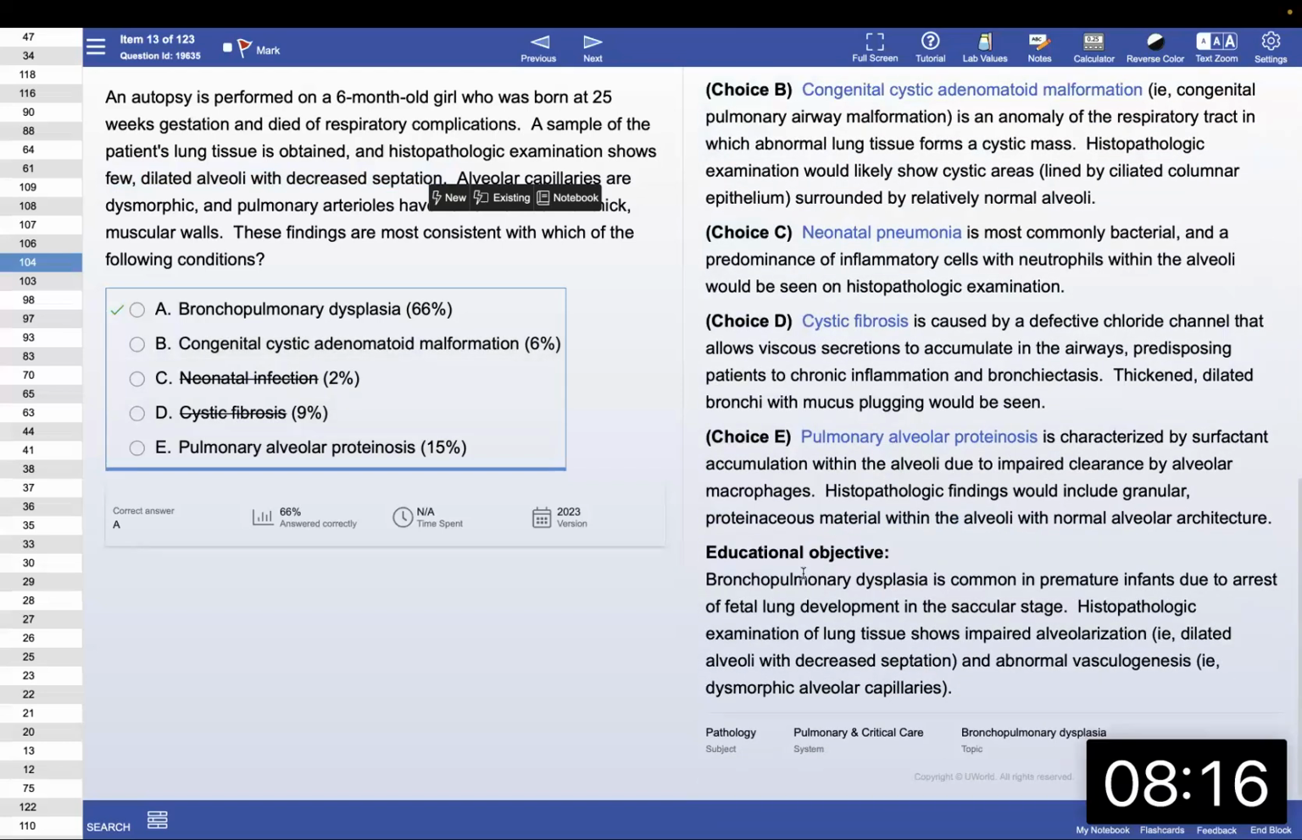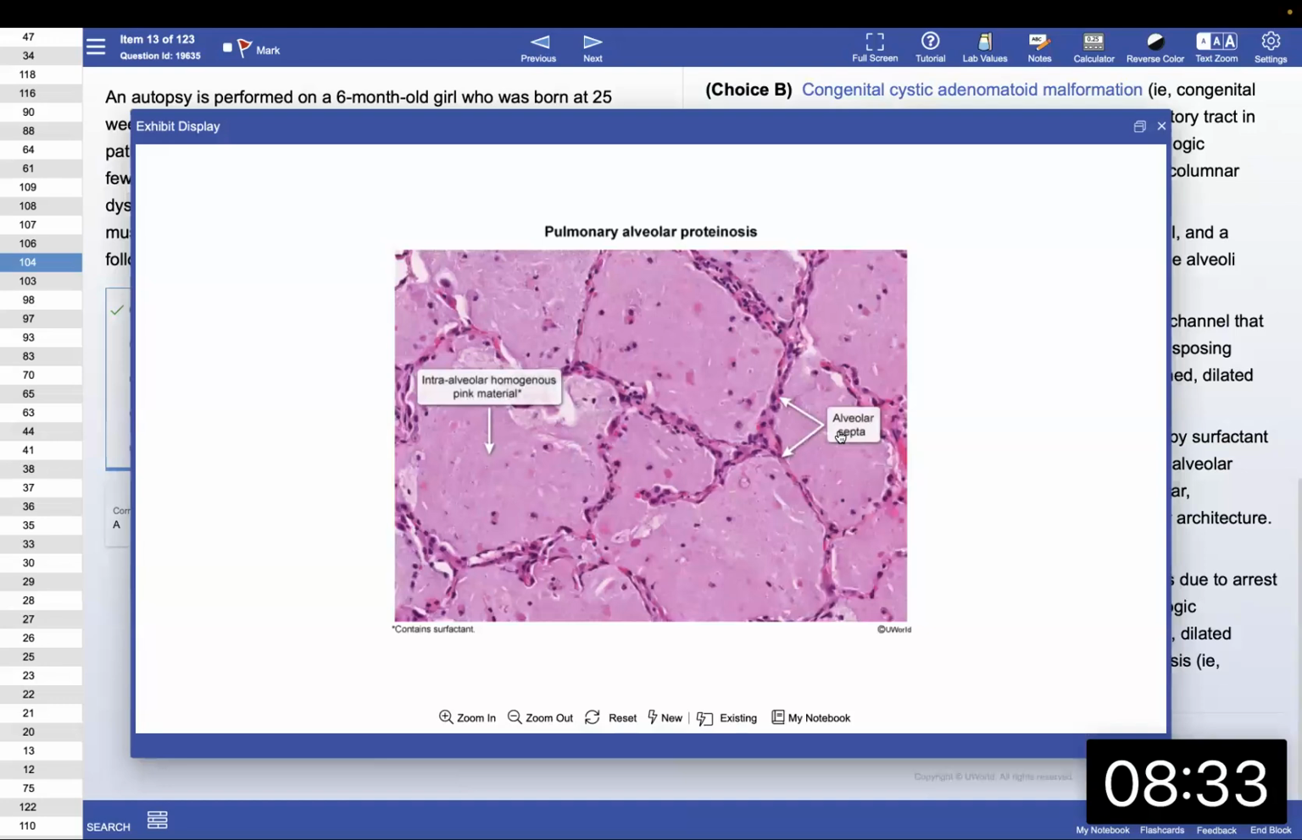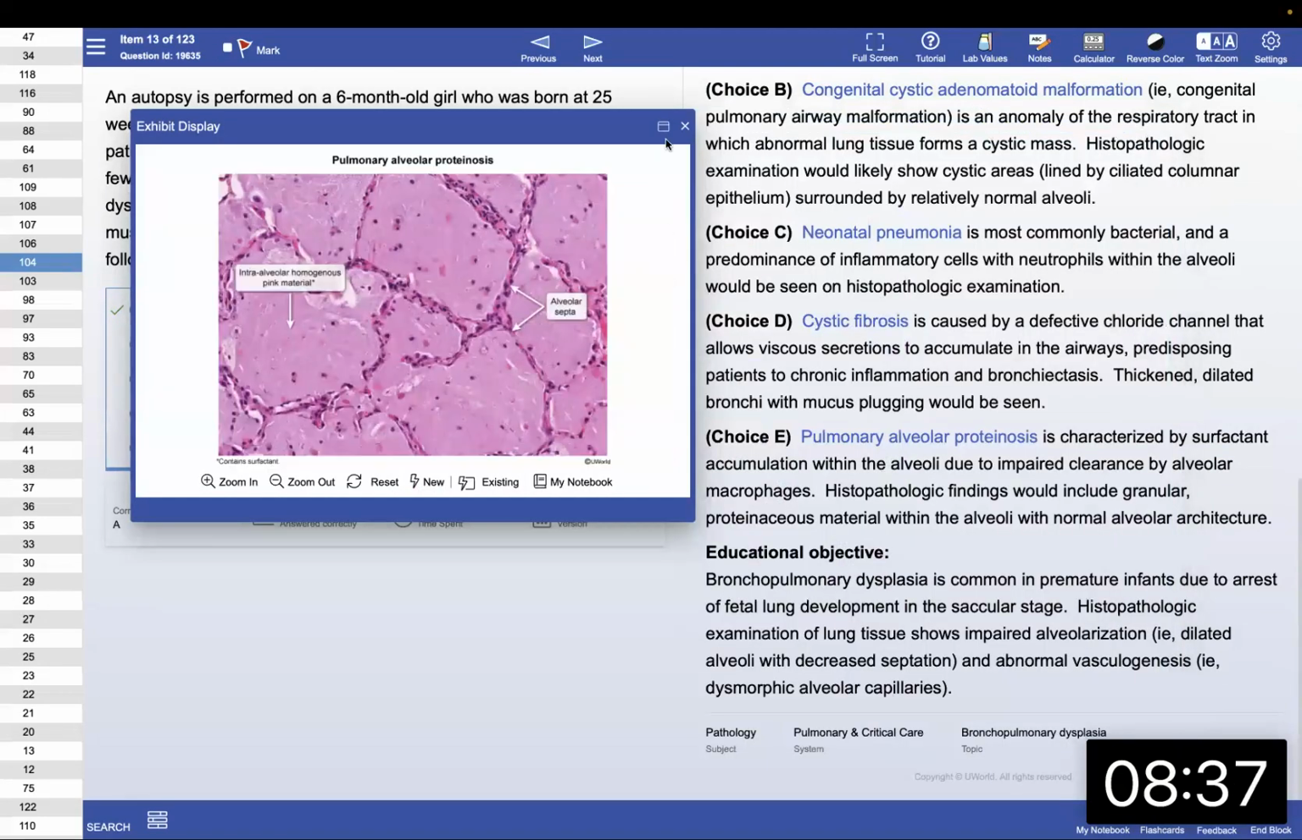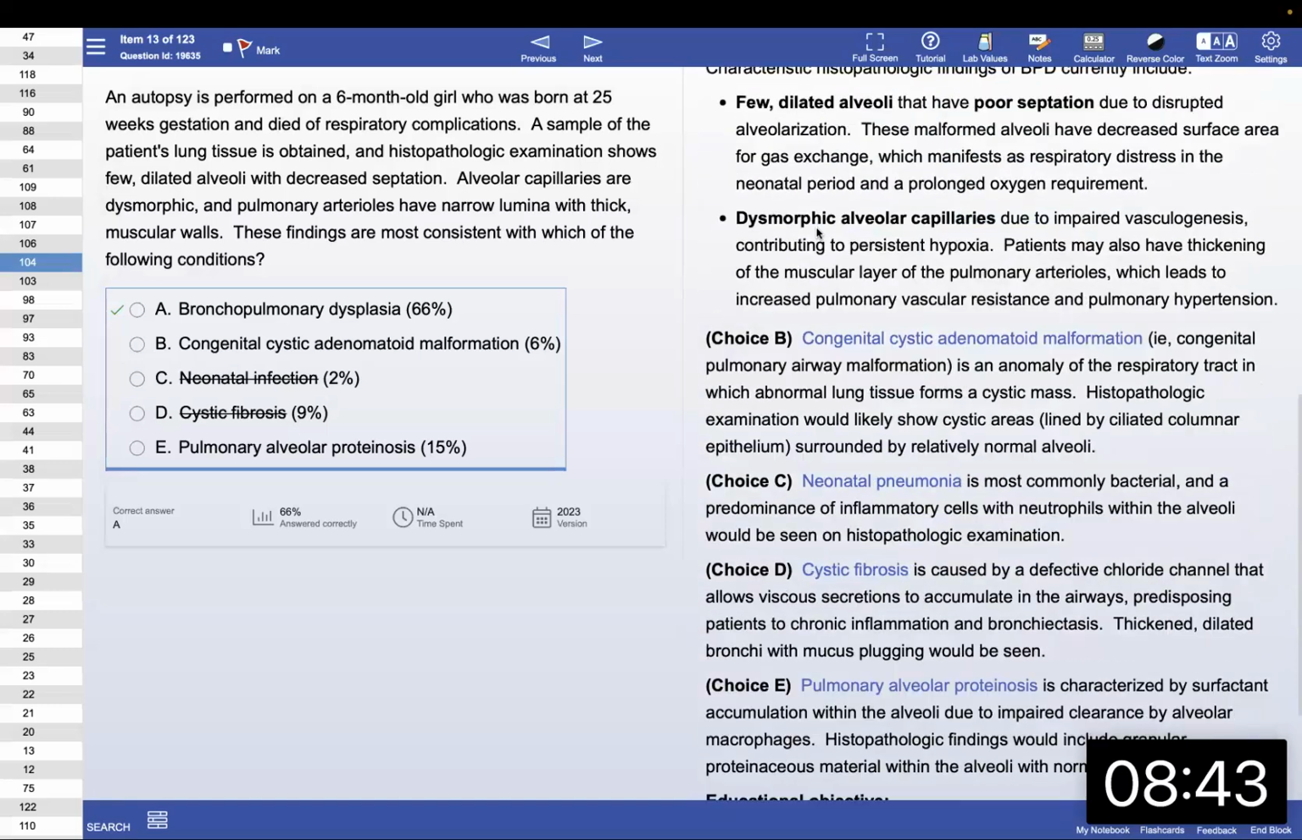So the objective here was bronchopulmonary dysplasia is common in premature infants due to arrest of fetal lung development in the saccular stage. Histopath examination will show impaired alveolarization, that is dilated alveoli with decreased septation. Abnormal vasculogenesis, that is dysmorphic alveolar capillaries. PAP was lots of surfactant accumulation within the alveoli due to impaired clearance by alveolar macrophages. So that's the opposite spectrum.